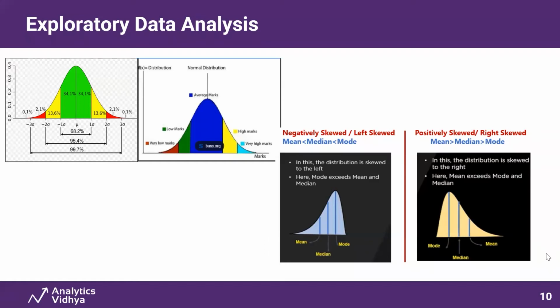And any example for left skewed data? Another example can be life span, basically. Most of the people will live on average 60 to 70 years, but very few cases will be there where people have an early death. So in that way also it can be left skewed. Okay, so these are some of the examples.